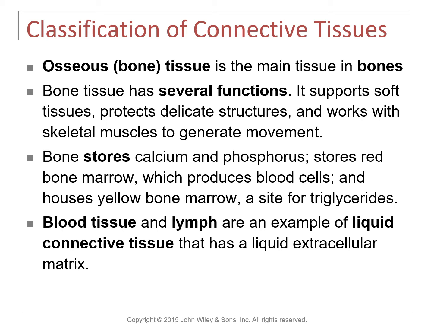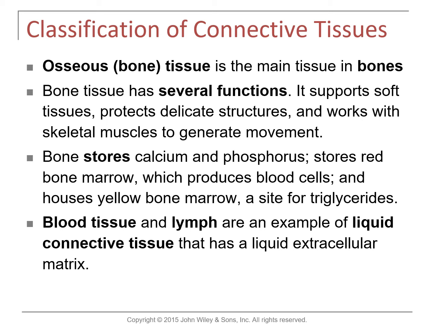Bone tissue has several functions depending on its location. It supports soft tissues. It protects delicate structures such as the bones of your cranium. It works with the skeletal muscles, which attach to the bones made up of the bone tissue, to generate movement at articulations or joints. Bone tissue also stores calcium and phosphorus, as well as some calcium carbonate.